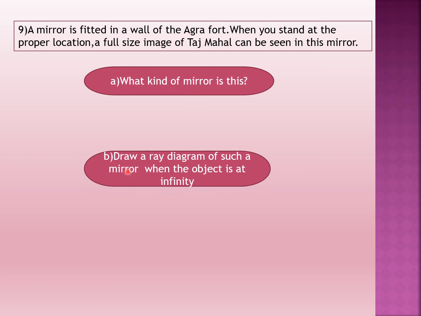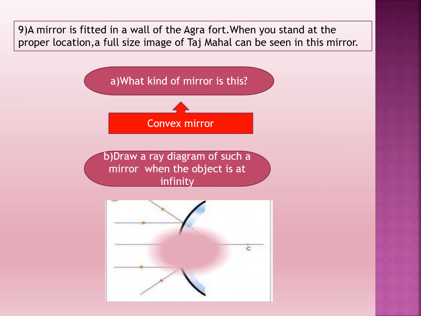Then the second part of the question was to draw a ray diagram of such a mirror when the object is at infinity. So the mirror is a convex mirror. Now we are very sure about this. And the ray diagram for this mirror when the object is at infinity. Whenever you draw ray diagrams, there are certain things you should be very careful about. First, draw the mirror correctly. It is a convex mirror. That means the bulged out portion has to be the reflecting part and the other side should be polished. Here naming is not given. You have to name the mirror.